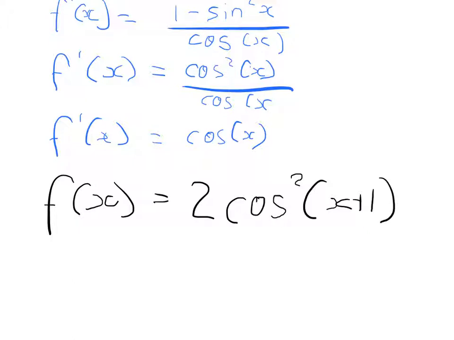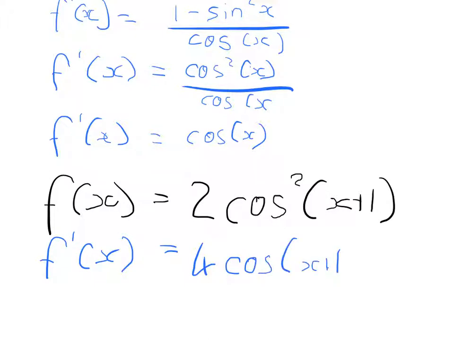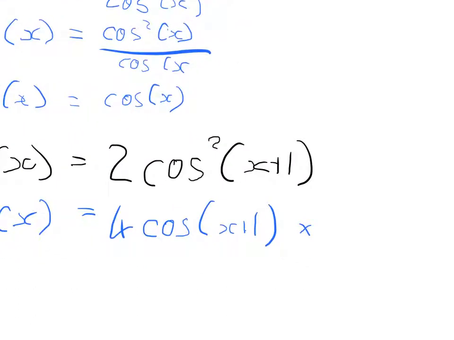Okay, so we're going to have to use the chain rule here. What we've got effectively is that the squared takes precedence. That's the outside bit of it. So f dash of x. It takes a bit of getting used to seeing that cos squared means the whole thing is squared, but that's what it means. So we differentiate the outside first, 4 cos x plus 1, and then we differentiate the inside, times, well, cos becomes negative sine, so we get negative sine of x plus 1.